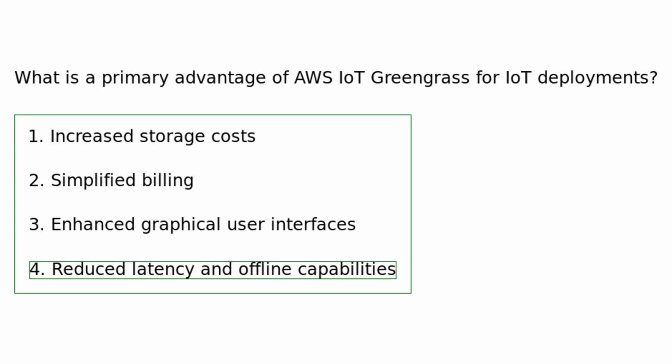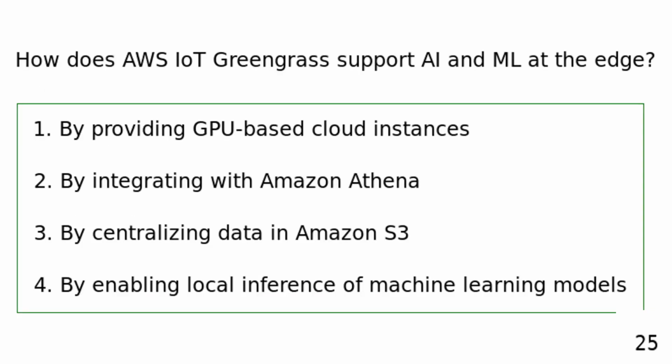By enabling local processing and operation, Greengrass reduces latency and allows devices to function offline. How does AWS IoT Greengrass support AI and ML at the edge?